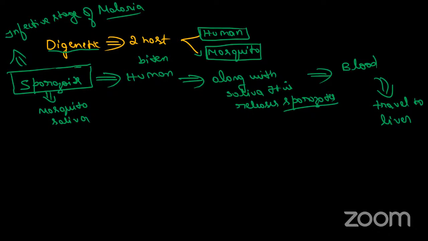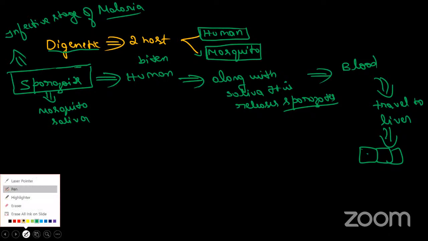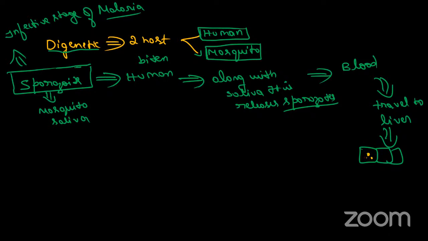Okay. Liver cells, what do we call them, students? Hepatocytes, right? Yes. In the liver, it goes into the liver cells and it is affecting the liver. Okay. It is going to multiply in the liver. Multiply in the liver. This stage, we will call schizogony. 1 minute. Schizogony. Okay, students, this stage is asexual reproduction.